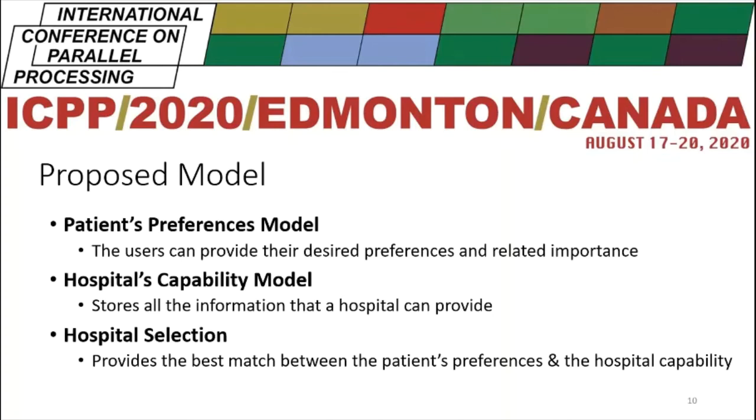This is our proposed model, and there are three major models. First one is the patient's preferences model, where users can provide their desired preferences. The second one is called the hospital's capability model, that is how much a hospital can offer. And the third one is called hospital selection. This provides the best match between patient's preferences and the hospital capability.